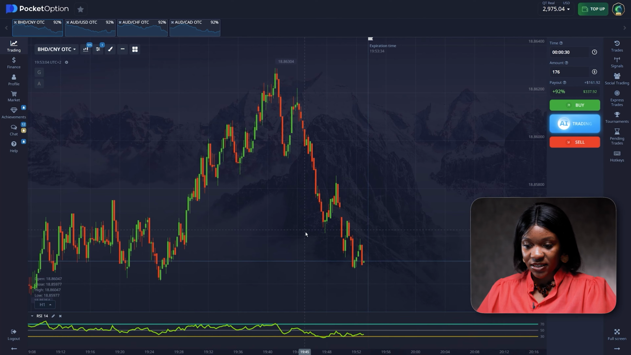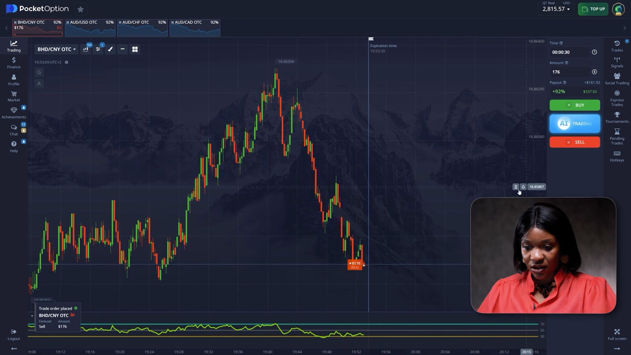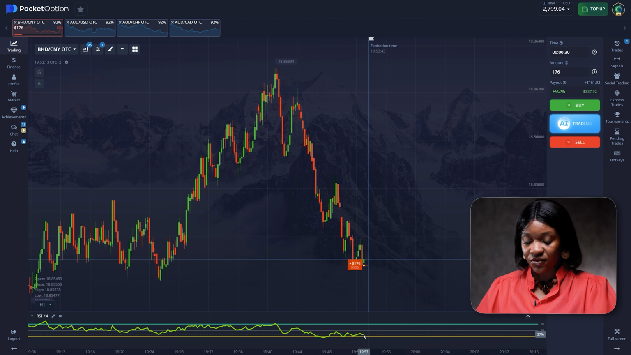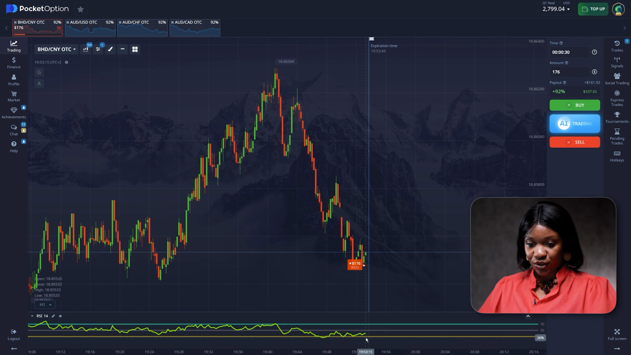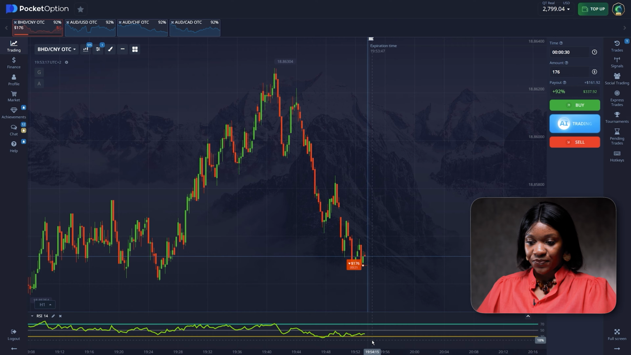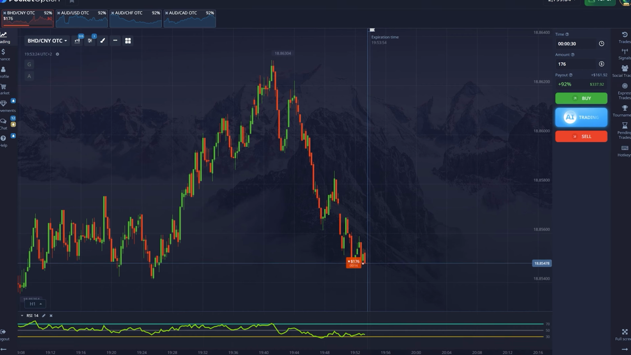Let's move on to the next currency pair. We see that we have a strong downward movement here. The RSI is not in the oversold zone. Because of this, I will open a put option to continue the downward movement. When the RSI will be below the level of 30, then we can consider a long position.